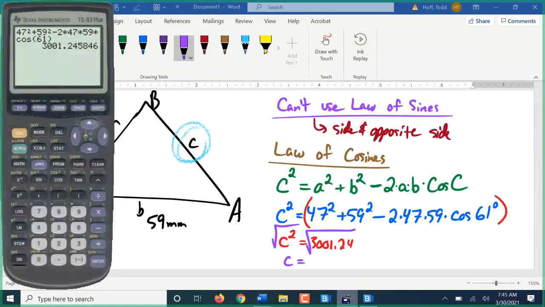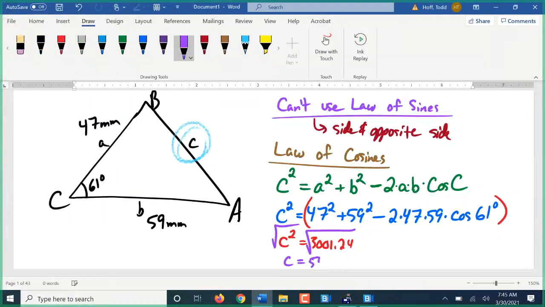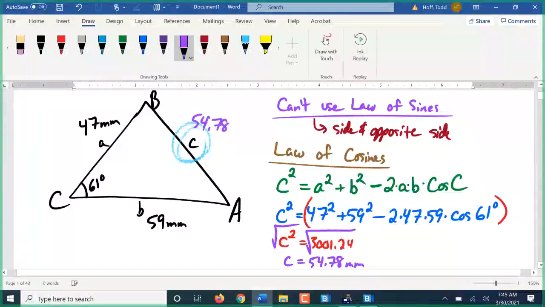I'm going to keep that in my calculator again so I don't have to write it down and type it back in, round it off. So second square root, second answer, 54.78. Those other measurements are in millimeters, so that is also millimeters. This is 54.78 millimeters.